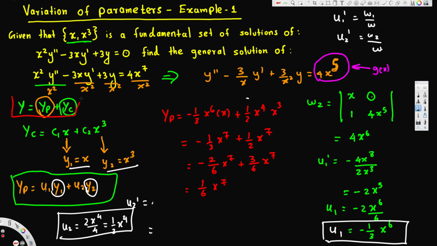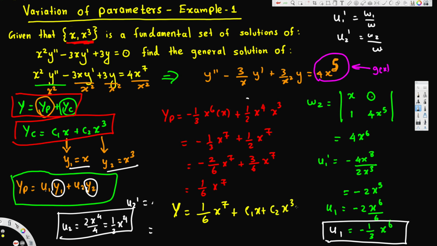So the general solution is the particular solution plus the complementary solution. Since they have given the complementary solution already, we have already written it here. For x, x^3, we just have to multiply each with a constant and equate to yc. That's our complementary solution. Now the general solution is the addition of these two. yp is 1/6 x^7 plus the complementary solution c1 x plus c2 x^3, and this is our final solution. This is our general solution of this second order non-homogeneous differential equation.